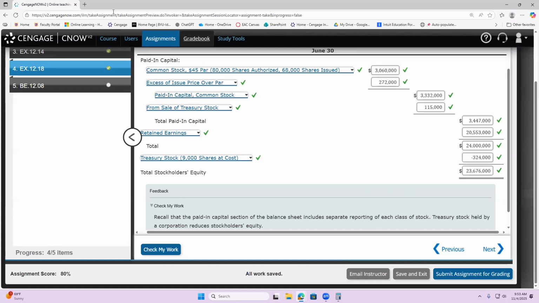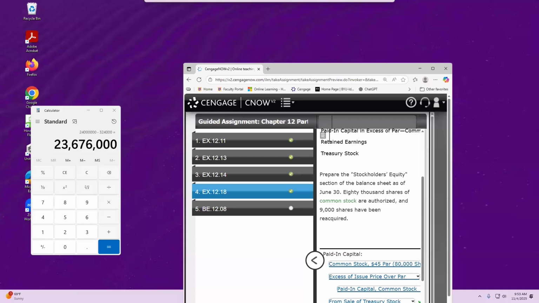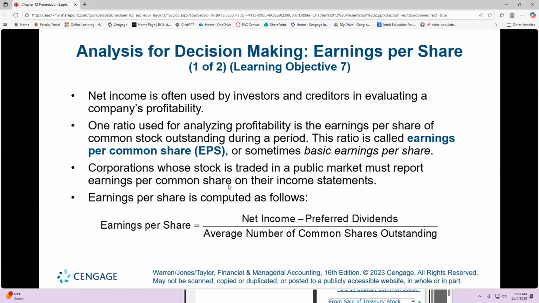All right, one more concept. Let me show it to you real quick. This is just another one of these ratios we learn about. This one's called earnings per share, which is another way of saying how much profit does a company make divided by the number of shares it has out. So the earnings, which is our net income, minus any preferred dividends we paid out, divided by the average number of common shares outstanding.